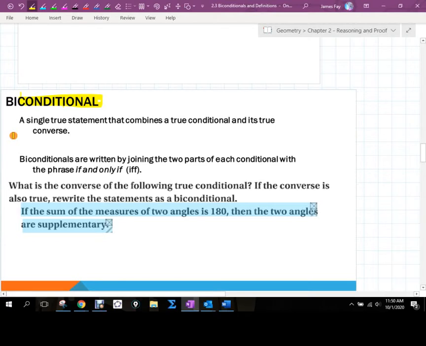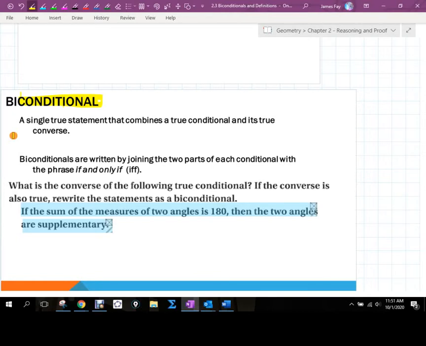Okay, so a biconditional, by its definition, is a single true statement that combines a true conditional and its true converse. Okay, so I can't just say it's two conditionals, because remember we were talking about conditionals the other day. We could have an inverse, a converse, and a contrapositive, right? So if I just say it's two conditionals, it doesn't narrow down to what we really are interested in, okay? So it's two conditionals, but one of them is a conditional and the other one is its true converse, okay? And both statements are true, okay?